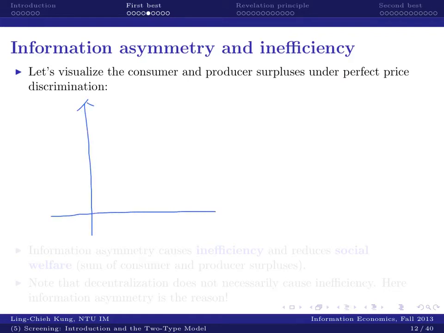So let me very quickly visualize what we did when there is no price discrimination. In this case, this is the producer surplus, and this is the consumer surplus.